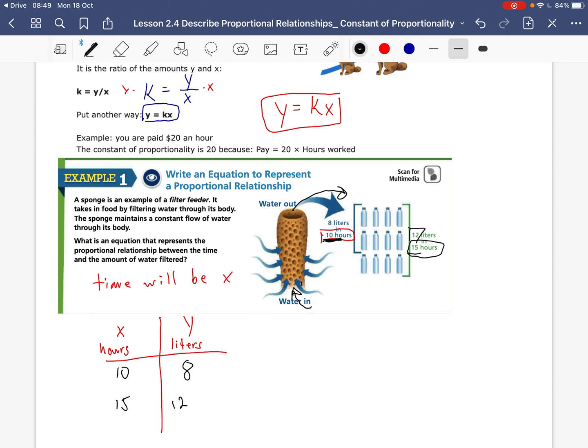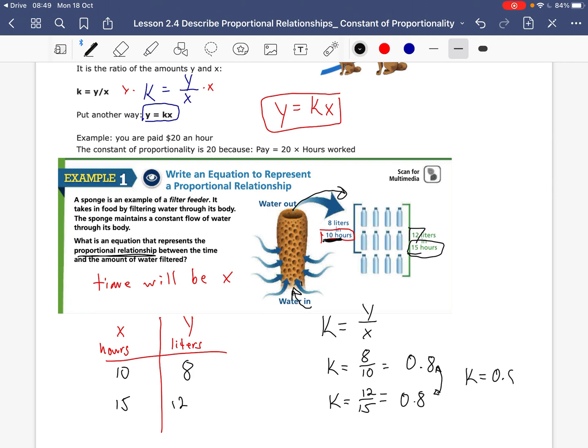So we can use this, we can write this out. It says write a proportional relationship between the two. So we can have k equals y over x. So we will have k equals 8 over 10. And if you simplify that, that is 0.8. If you took k equals 12 over 15, type that in your calculator, you will also get 0.8. They are the same. They are proportional, okay?